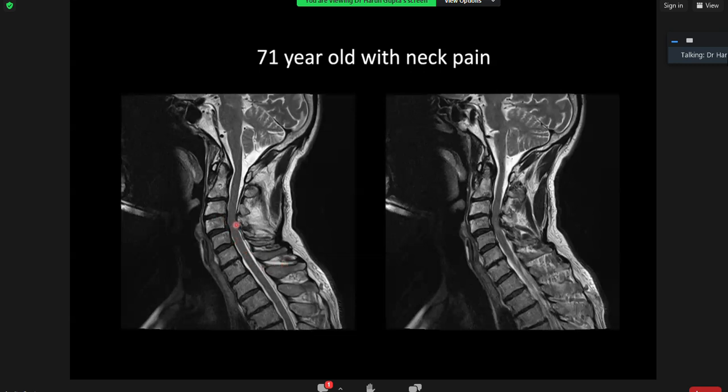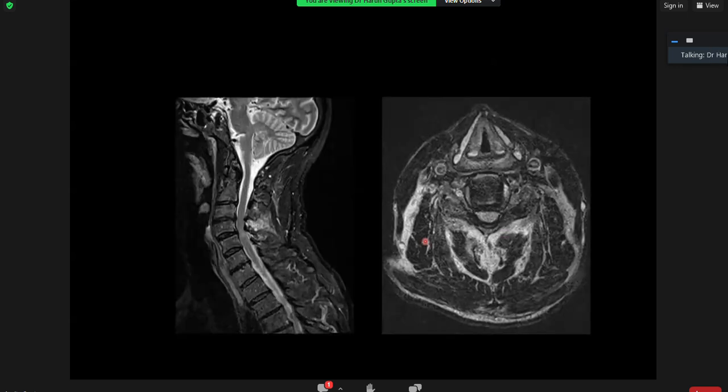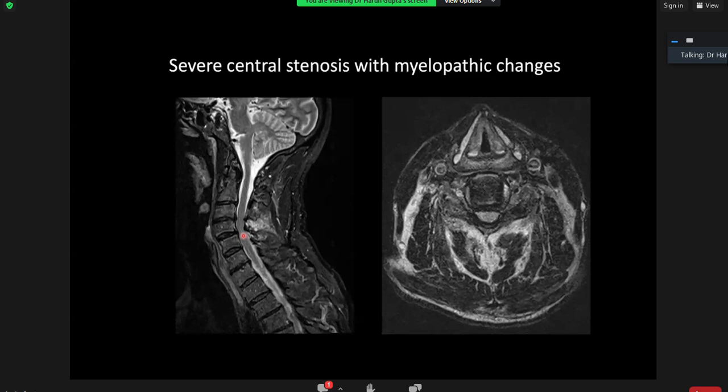If you look carefully, this is the T2 imaging, but very carefully, there is very subtle high signal change. So STIR is done, good quality STIR, T2 fat saturated, which shows the edema at this level. So in central stenosis, important to pick up myelopathic changes.